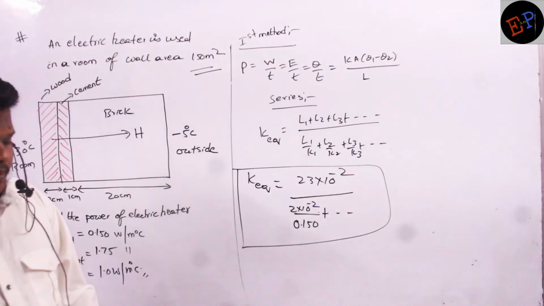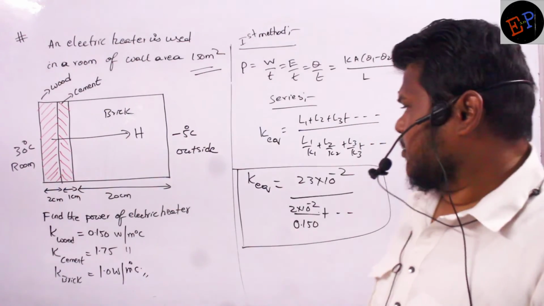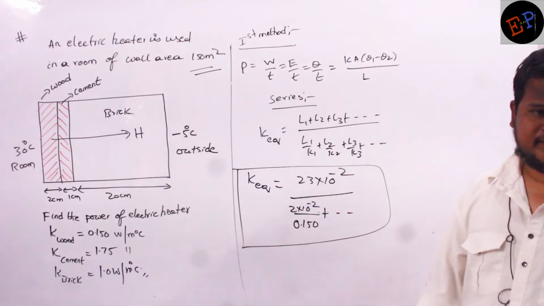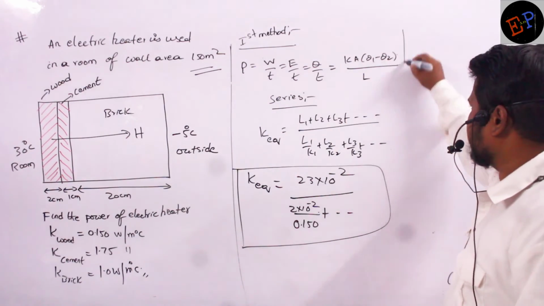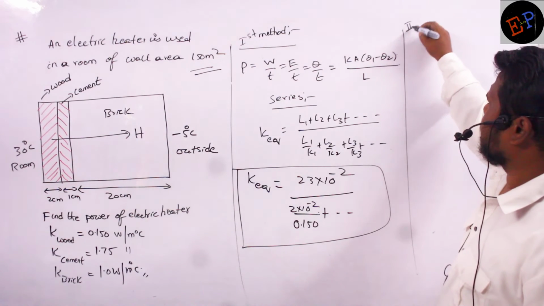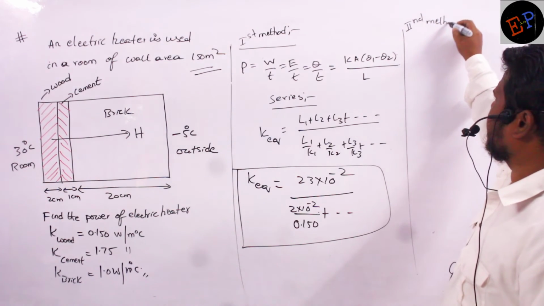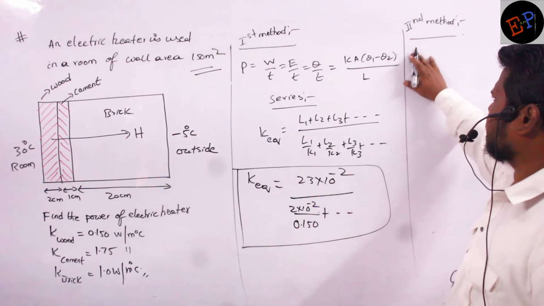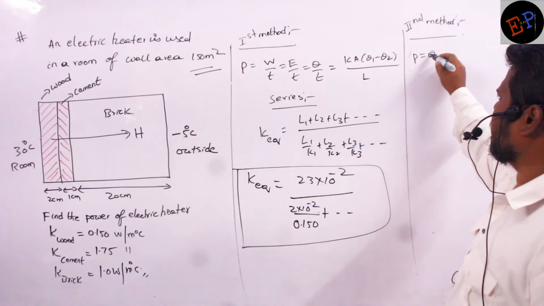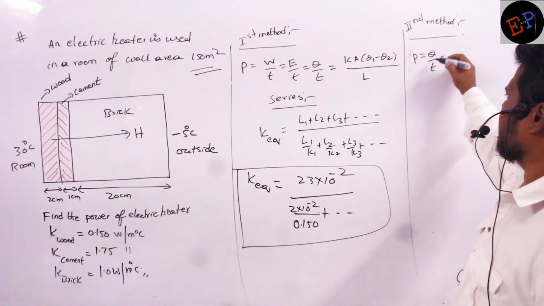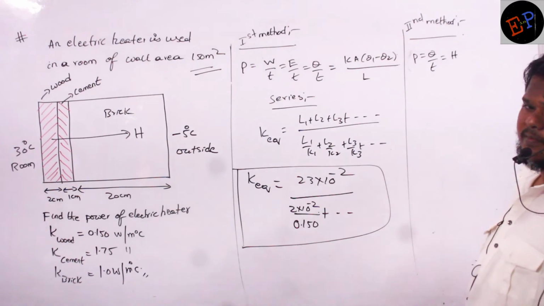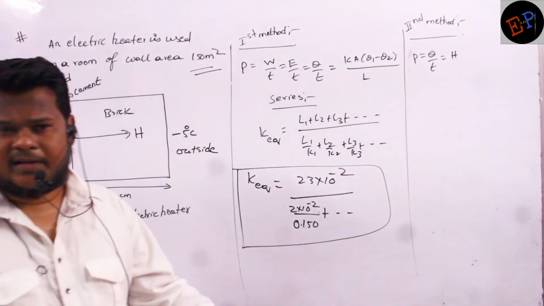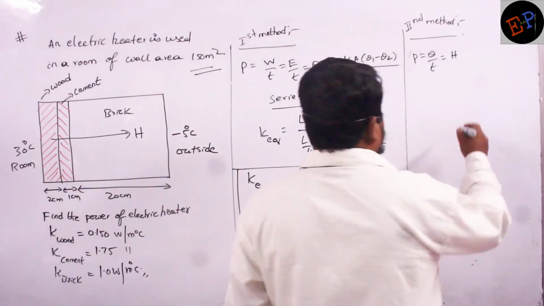Are you able to understand? Okay. Any other method? Just calculate K equivalent, substitute in this one, and you will get the answer. That is the first method. Now the second method of doing the same calculation. Power is nothing but Q by T, and this is also called heat current, no? Energy flowing per unit time is called what? Heat current.